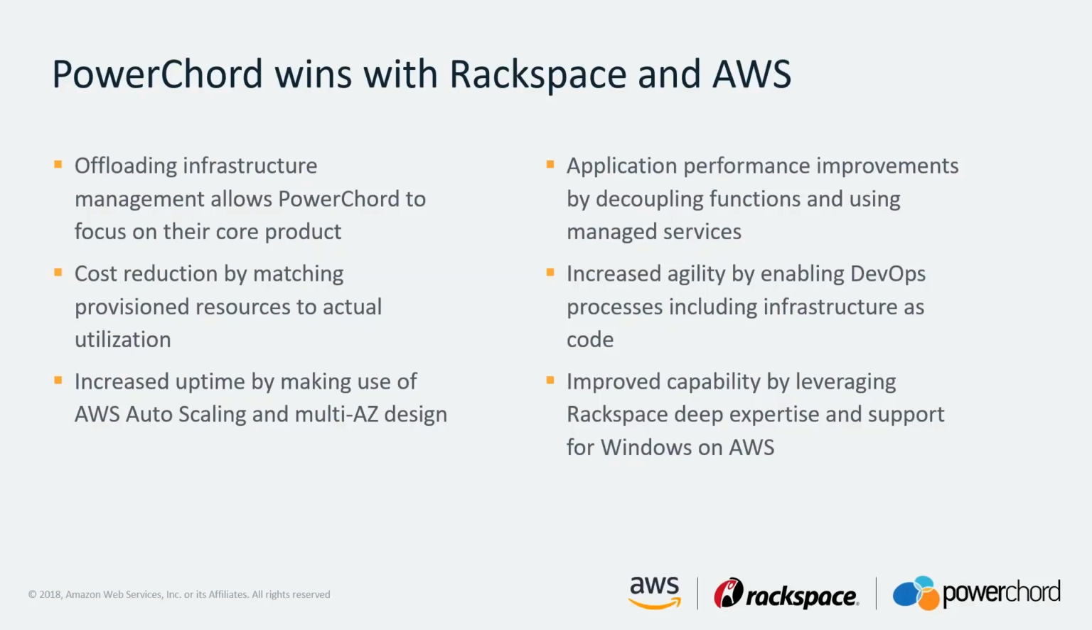They had cost reduction by matching provisioned resources to actual utilization. Increased uptime by making use of auto scaling in multi-AZ design. Application performance improvements by decoupling functions. Remember, we moved output caching and session state into ElastiCache, so that automatically will result in performance improvement right there. Increased agility by enabling a DevOps process through infrastructure as code with CloudFormation. And then finally, improved capability by leveraging Rackspace's deep expertise and support for Windows on AWS.